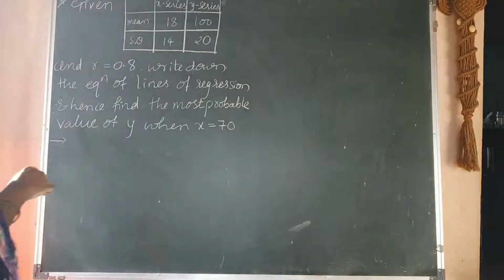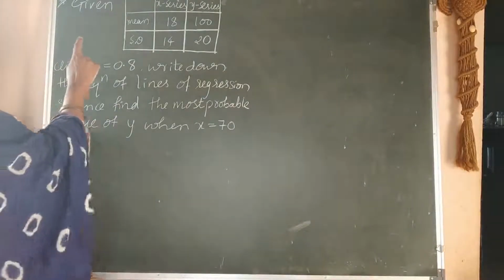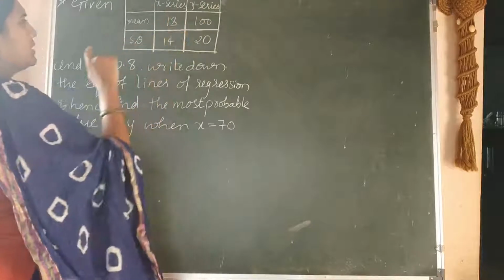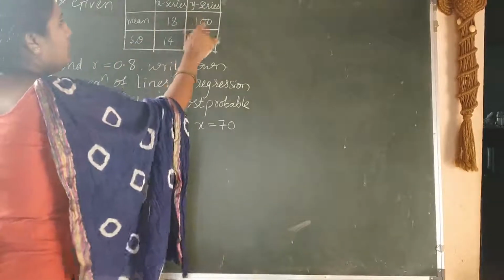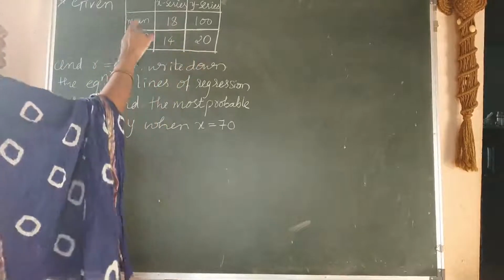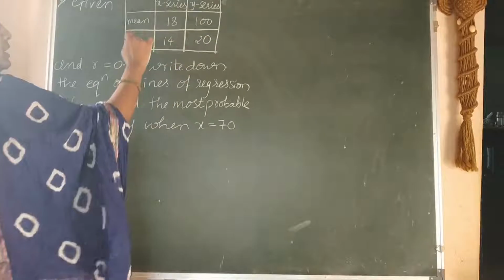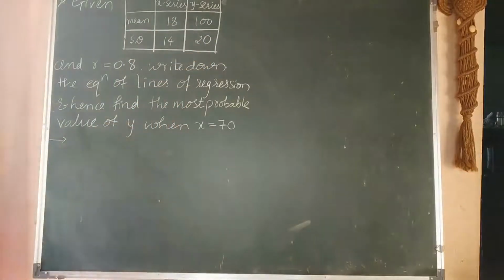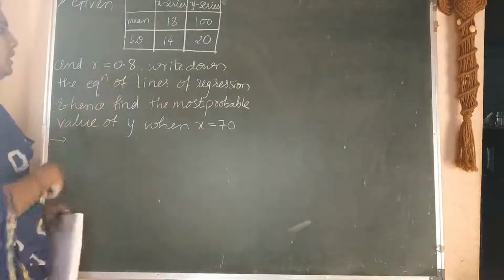Okay, here they have given the next example. This is a somewhat different type of example. They have given a table of x series and y series, meaning the mean of x, SD of x, mean of y, and SD of y. The mean of x is 18, the mean of y is 100. The standard deviation of x is 14, the standard deviation of y is 20. Okay. One more term they have given, that is r equals 0.8.